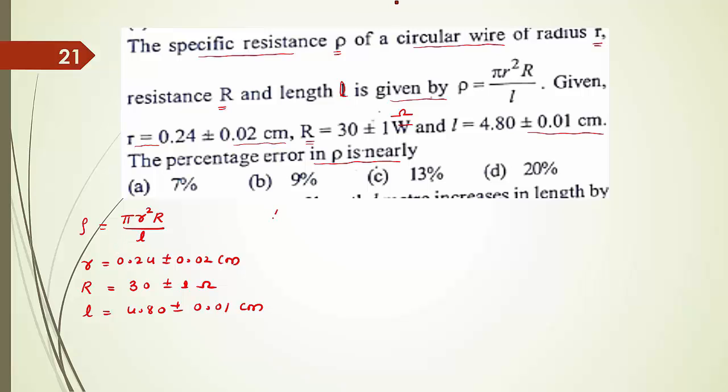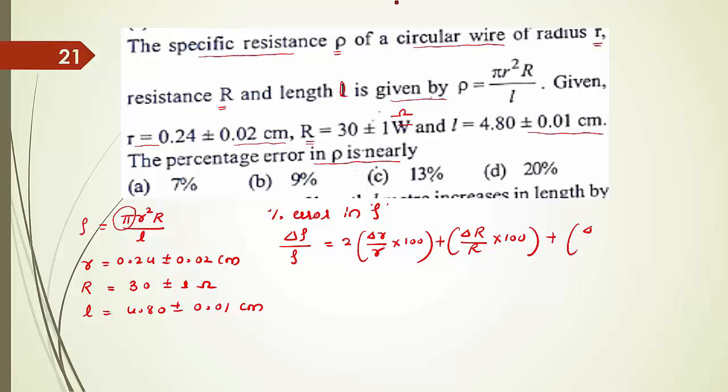So I am going to write percentage error in rho. Rho indicates specific resistance or resistivity. So we can write delta rho over rho is equal to, pi is constant, leave it. Remaining is r square, exponential form, so we can write 2 into delta r over r into 100. Then capital R, plus delta R over R into 100, plus delta L over L into 100.